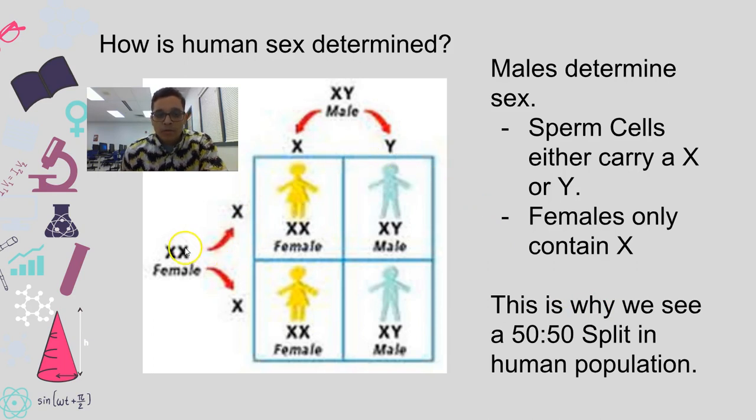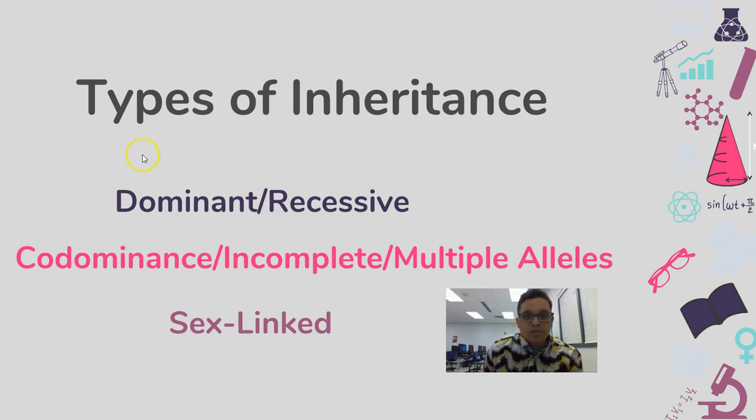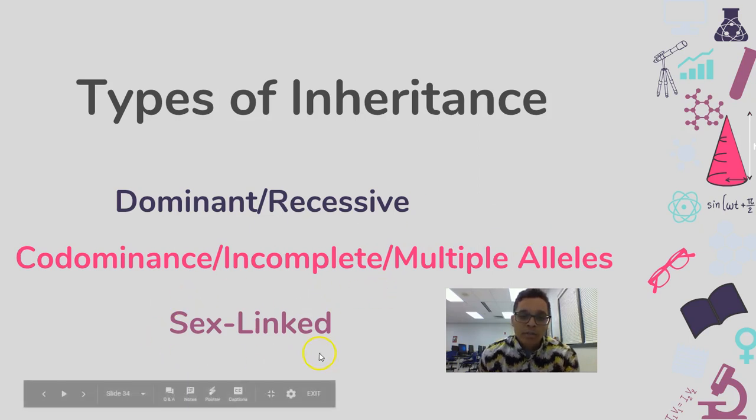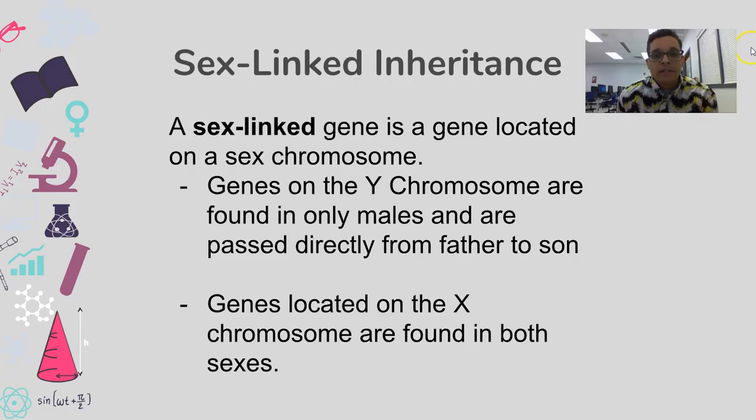So when you fill out this Punnett square, the female can only give the X and the male can give the X or Y. So you can have 50% be female and 50% be male, because this is his Y, this is his X. More types of inheritance. We talked about dominant versus recessive, codominance, incomplete, and multiple alleles. So right now we're going to be talking about sex-linked. In sex-linked inheritance, it's all about those sex chromosomes. The other autosomes don't matter.